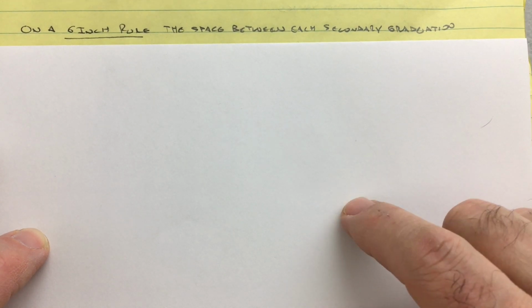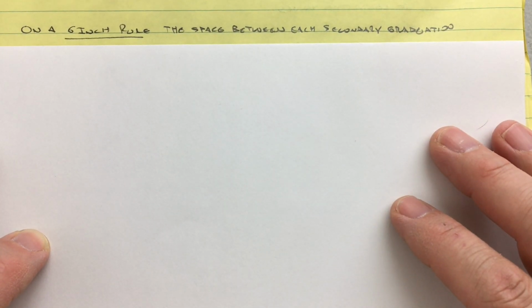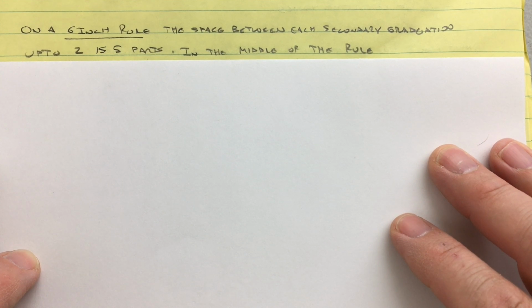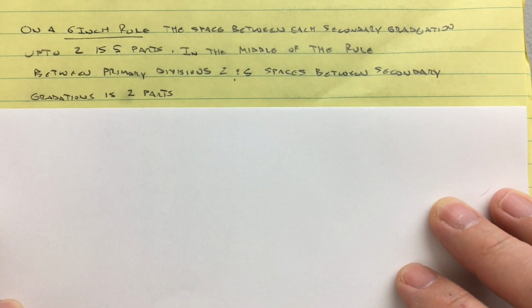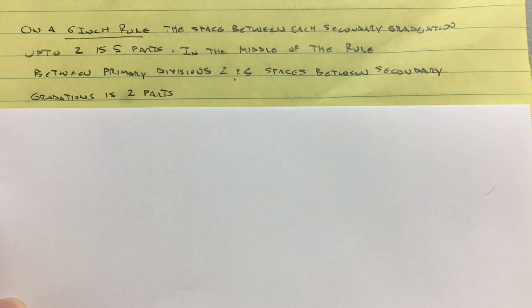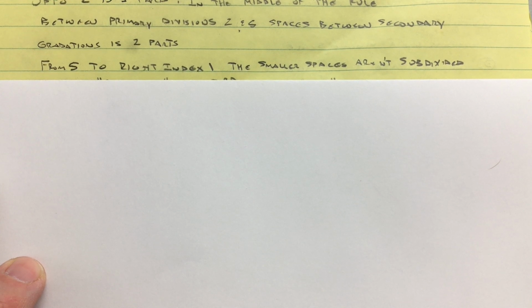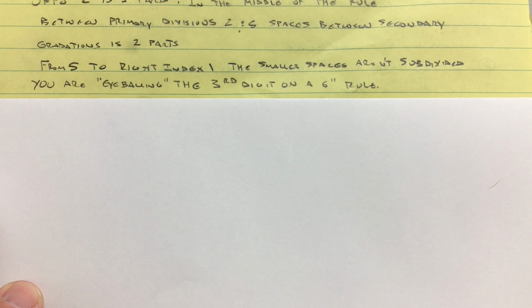For a 6-inch rule, the space between each secondary graduation from 2 to 5 is 5 parts. Up to 2, is 5 parts. In the middle of the rule, between primary divisions 2 and 5, spaces between the secondary graduations is 2 parts. From 5 to the right index 1, the smaller spaces aren't subdivided, and you are eyeballing the third digit on a 6-inch rule.